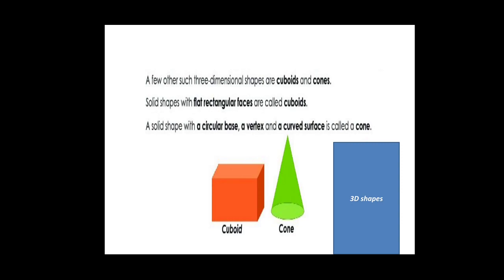यस, a solid shape with a circular base, a vertex and a curved surface is called a cone. Yes, what is a cone here? A cone has a circular base. उसका base कैसा है? Circular, and it has one peak point. Yes, एक peak point है. It is called a vertex, and a curved surface. This is called a cone. All these are 3D shapes.